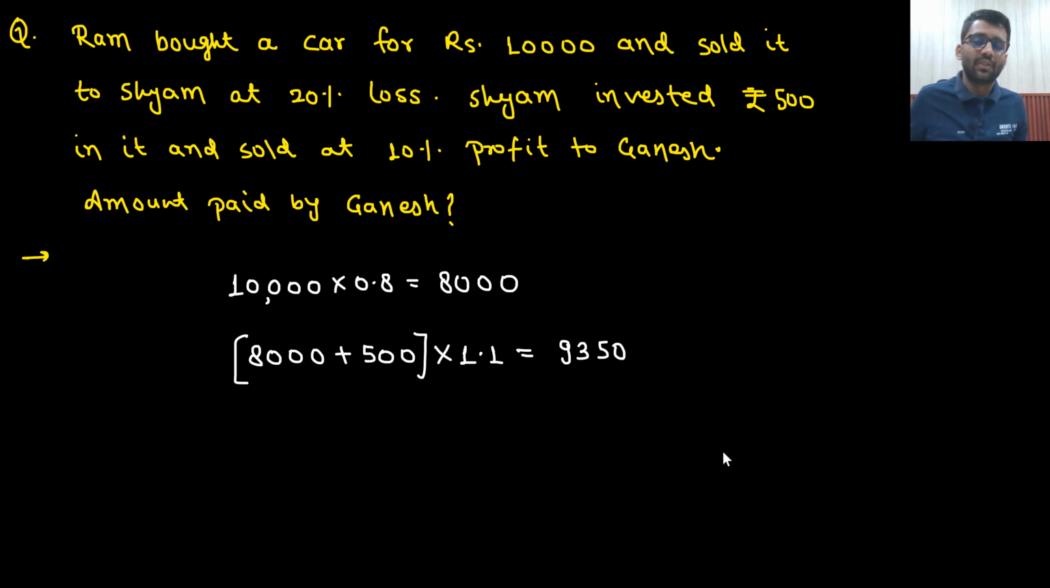9350. So basically what was the thing? Ram bought something in 10,000 rupees. He sold it at 20% loss. That means he sold it at 80% price. So at 8,000 he sold.